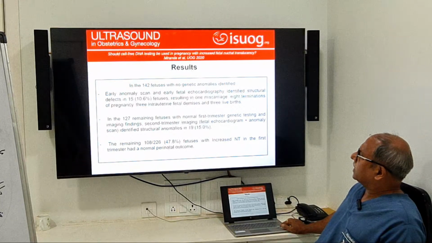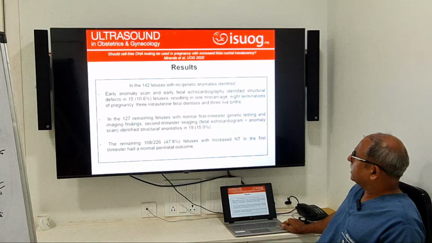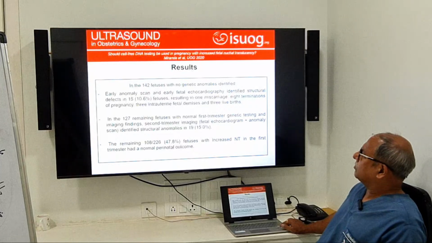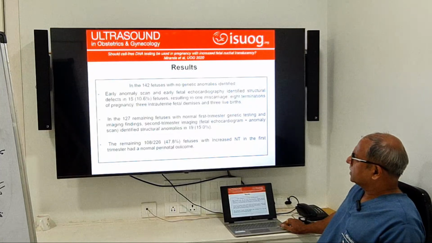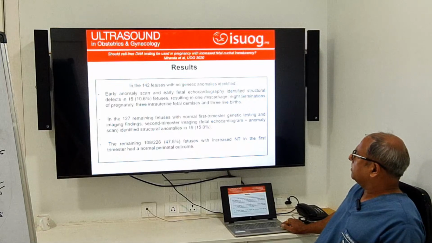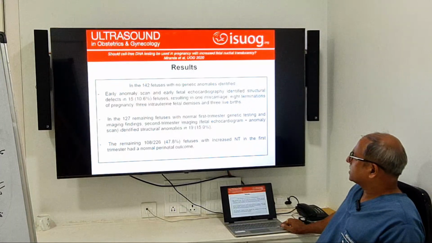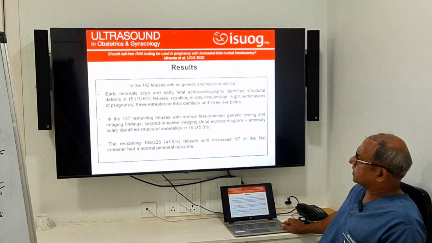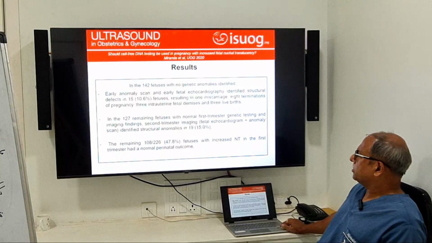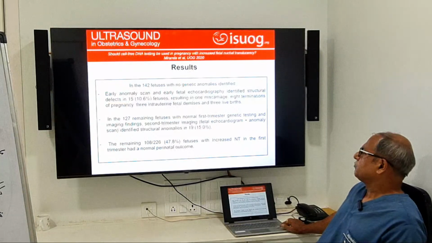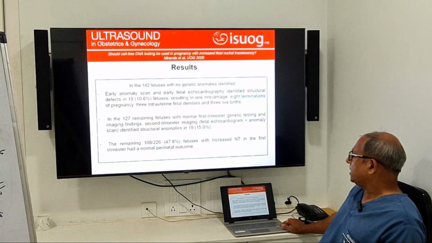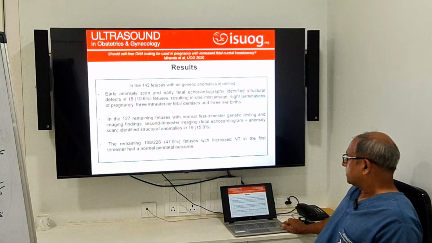Early anomaly scan and early fetal echocardiography identified structural defects in 15 fetuses, resulting in 1 miscarriage, 8 terminations of pregnancy, 3 intrauterine fetal demises, and 3 live births. Of the 127 remaining fetuses with normal first trimester genetic testing and imaging findings, second trimester imaging, fetal echocardiogram plus anomaly scan, identified structural anomalies in 19. The remaining fetuses with increased NT in the first trimester had a normal perinatal outcome. Very important statement.